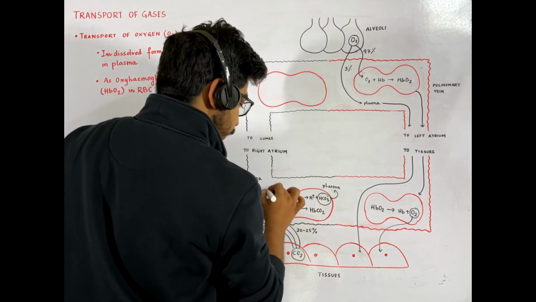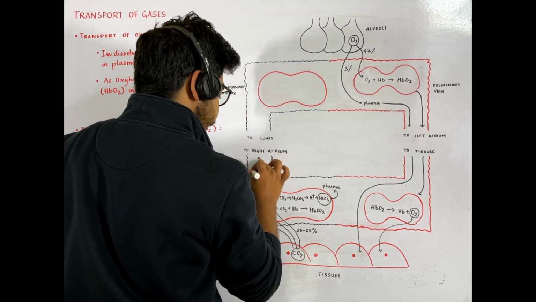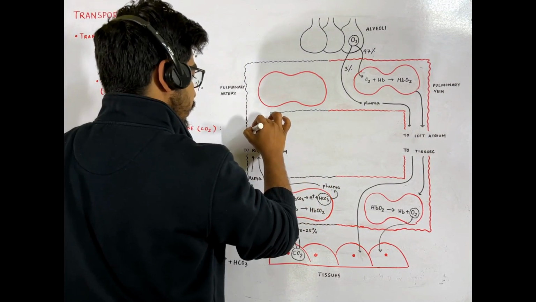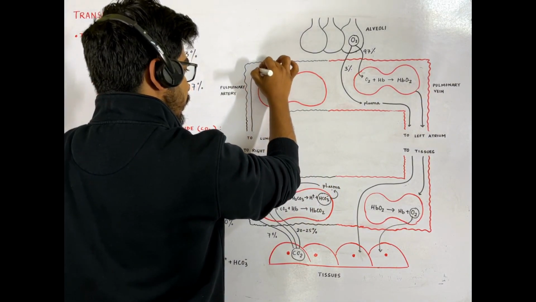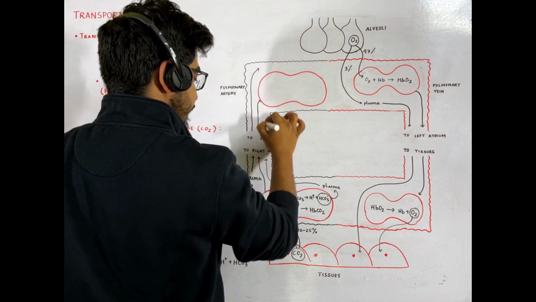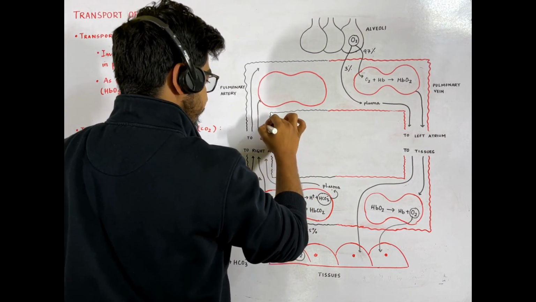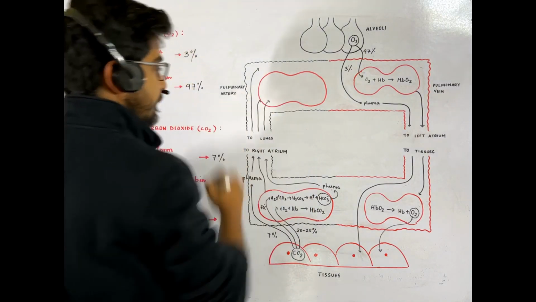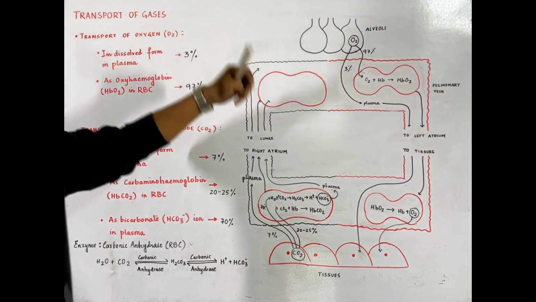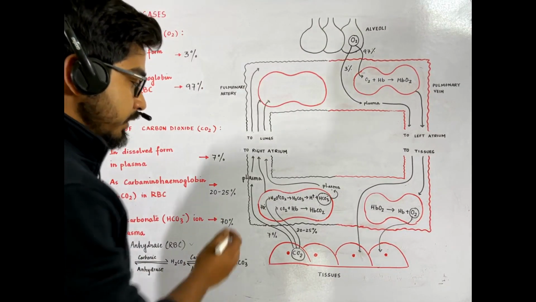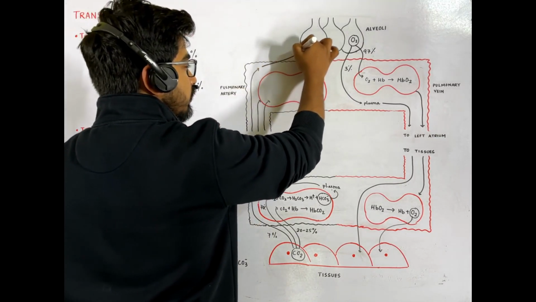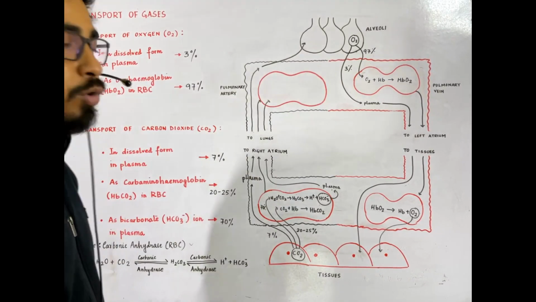Now, these are going to travel and reach up to the lungs. Before it enters into the lungs, what is going to happen? See, the 7% that is directly dissolved in plasma will reach the alveoli directly, no issues.